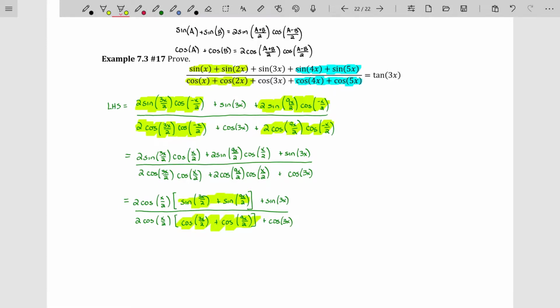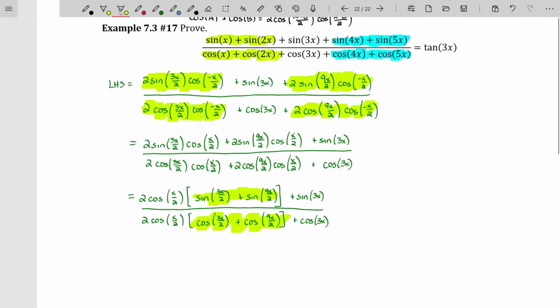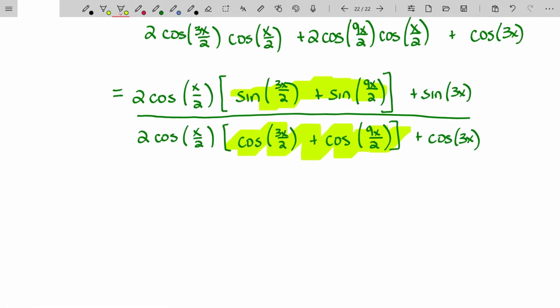So we're going to add up the sine of 3x over 2 and the sine of 9x over 2 into a product. I think that's a good idea. All right, so let's do it. So this is going to equal... we have the 2 cosine of x over 2 in that numerator.